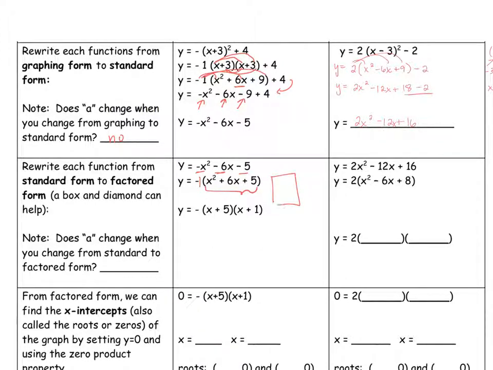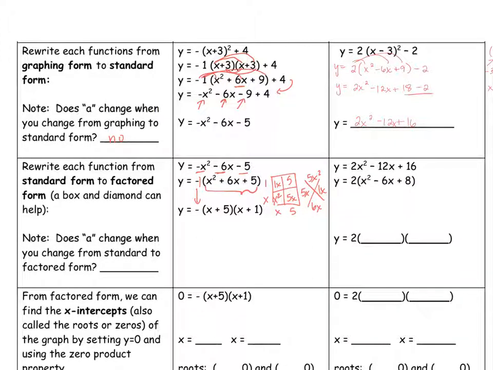And if you need to, you can use box and diamond for that. X squared, 5x squared, 6x from the middle, 5x and 1x give us 6x. So x plus 1 and x plus 5. So that's our factored form with that negative 1 dropping down and staying out in the front.